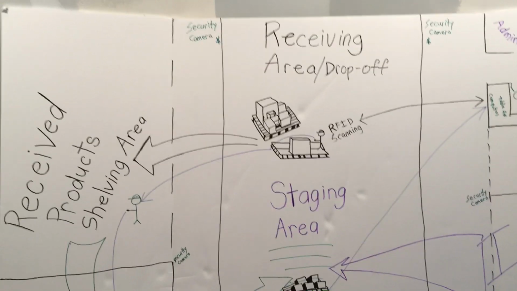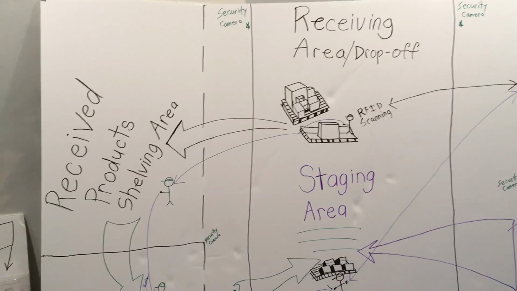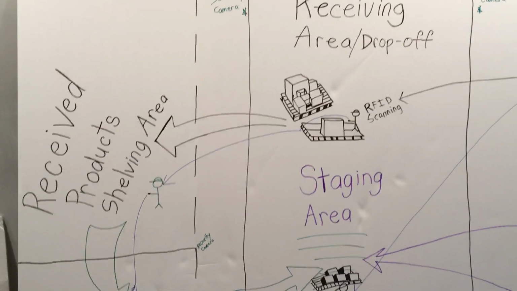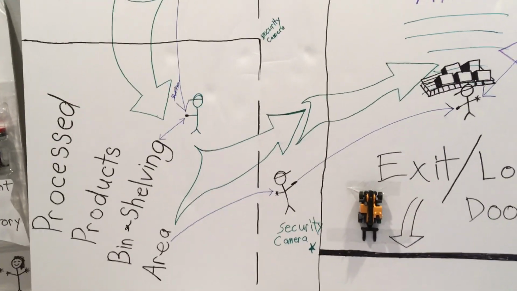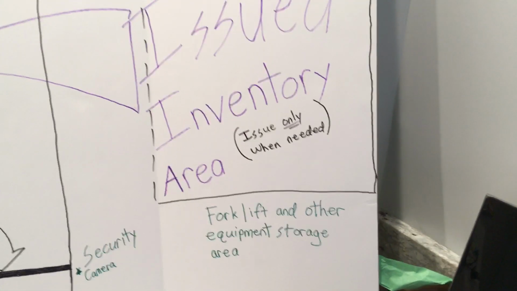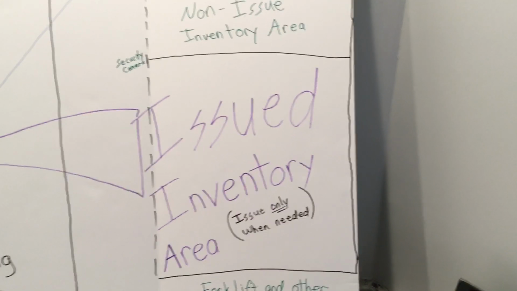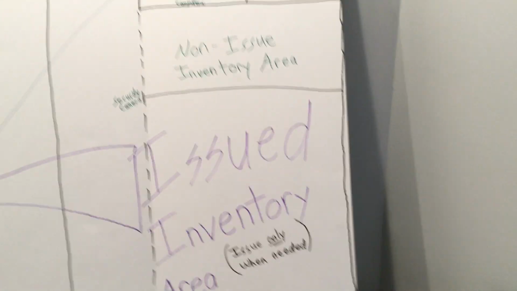Now, before I go a little further, let me just go over the basic layout of my building here. I've obviously got the receiving area and drop-off area. I got the receipt products shelving area. I have the processed products bin and shelving area. Then I got the forklift storage area, the issued inventory area. That's actually going to be small in quantity. I just like having a little bit extra space just in case I need it.